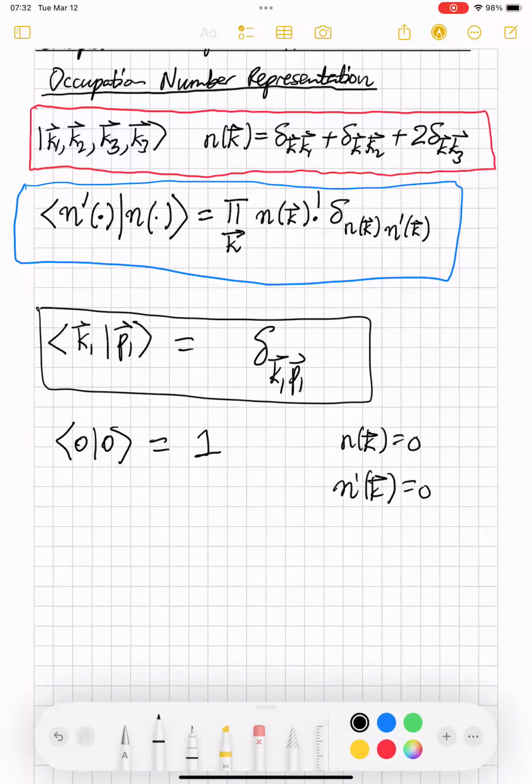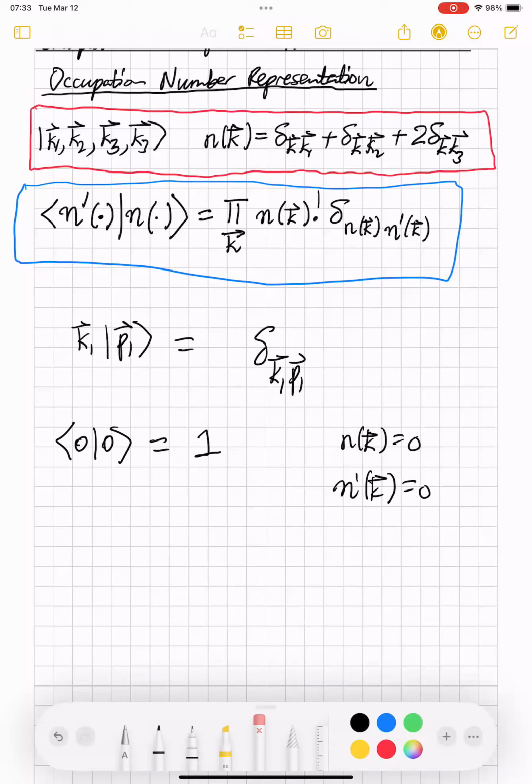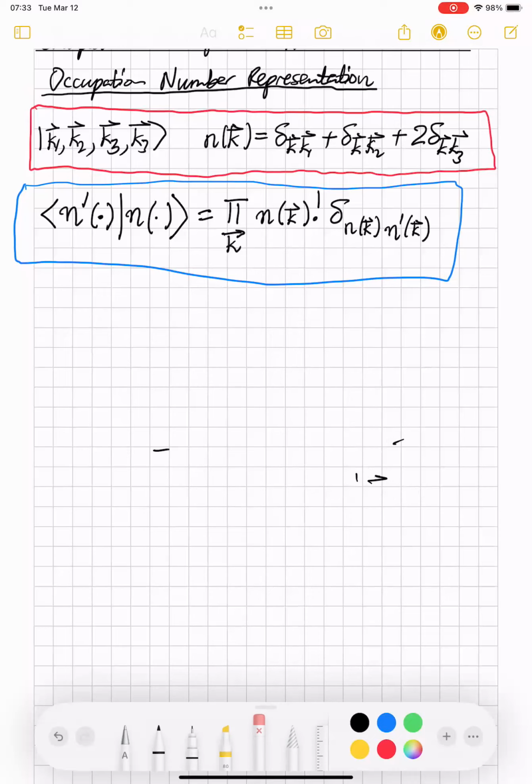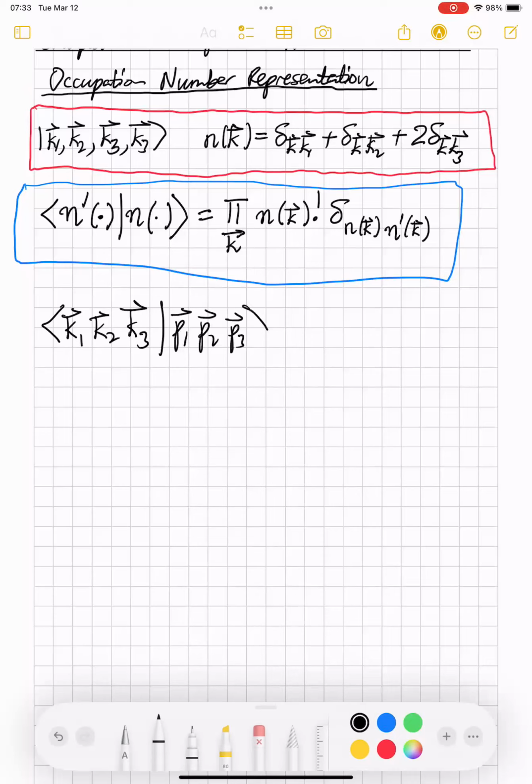Okay, great. I want to do one more example, which I hope is going to explain to you why that n factorial is sitting there. It'll just make it clear why it sits there. Okay, so let's do that now. And sorry, it's a bit of a tedious example, but I think that we do need to do it. So let's say that we have got the state k1, k2, k3, and we're going to work out the overlap with p1, p2, and p3.